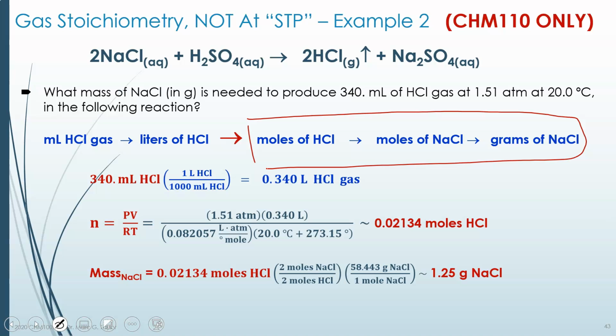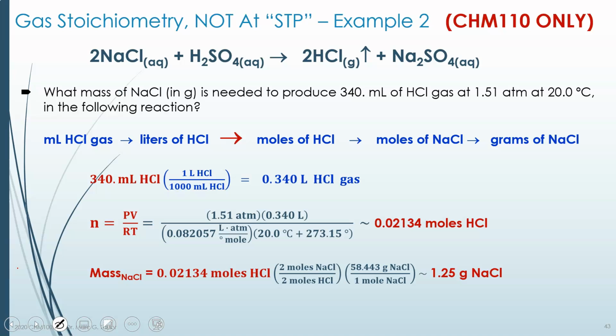So if we start with the number of moles of HCl that we just calculated, multiply it by the first conversion factor, which is our balanced equation coefficients, to convert moles of HCl to moles of NaCl. And then the second conversion factor is merely the molar mass of NaCl, which you have to calculate yourself. And that will convert our moles of NaCl to grams of NaCl. And you'll notice it's already rounded to 3 significant digits, because our starting material was in 3 significant digits, as was our pressure and even our temperature. So our final answer here is 1.25 grams of NaCl, and we'll stop here.